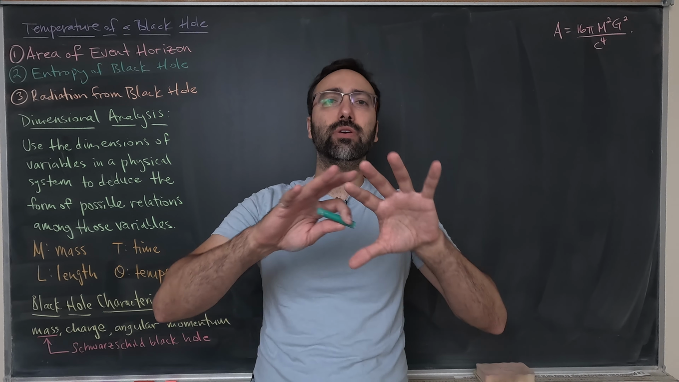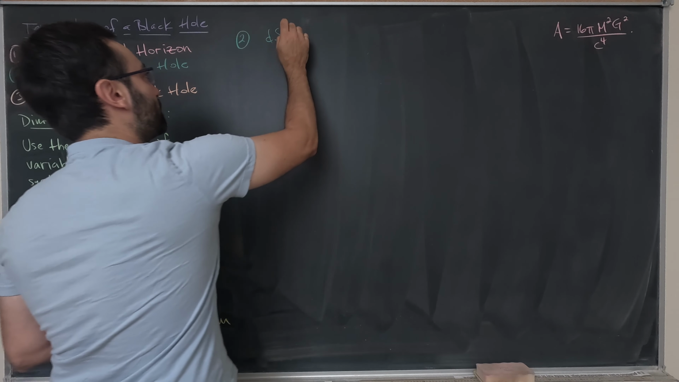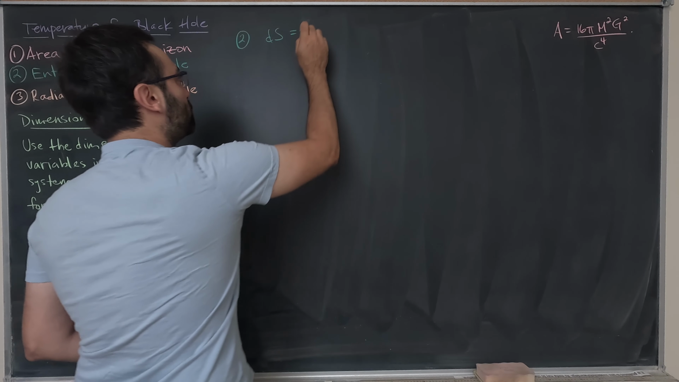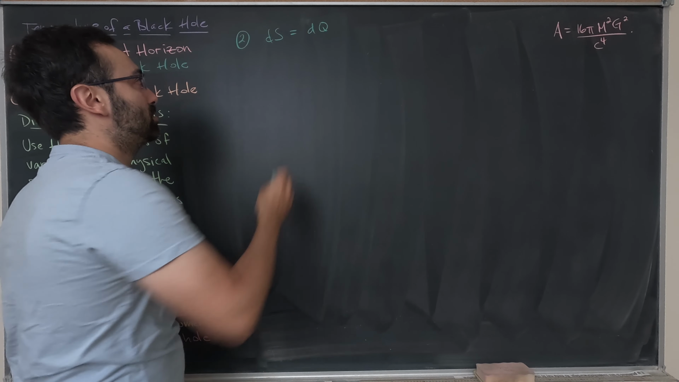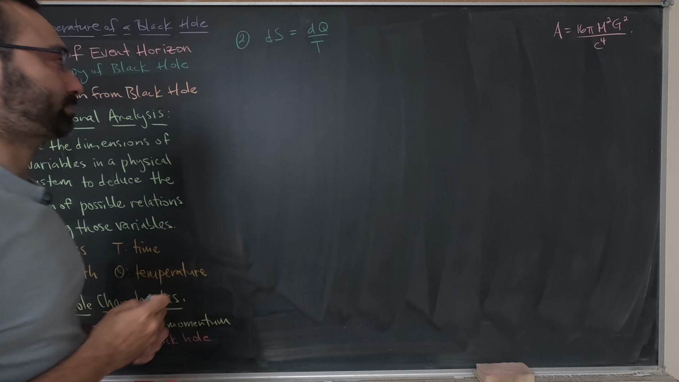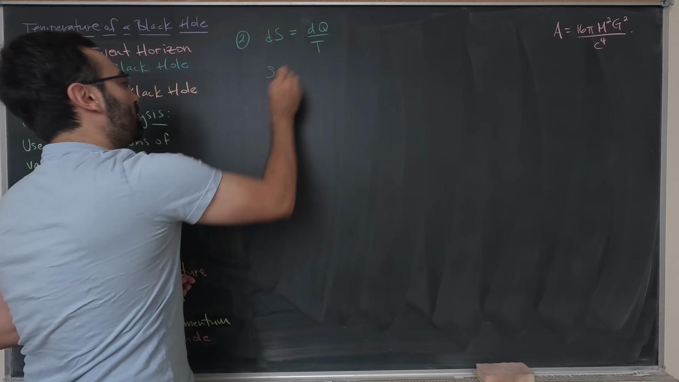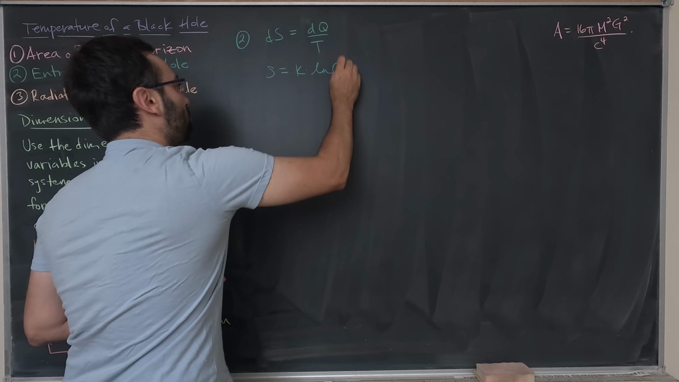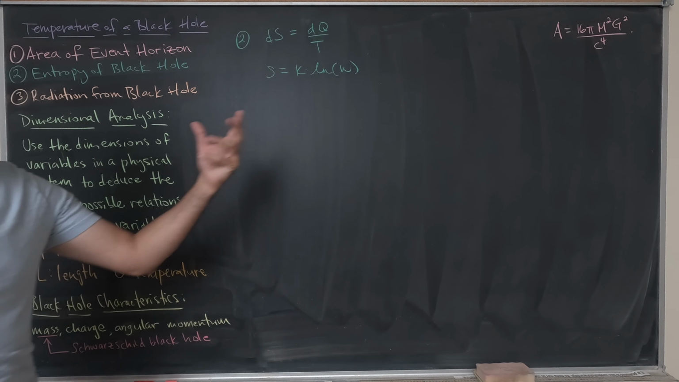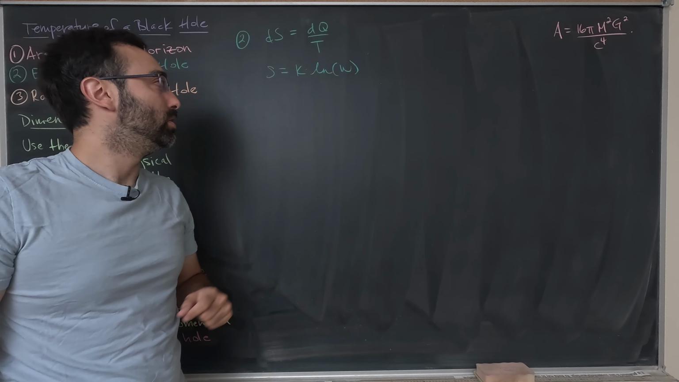Now in thermodynamics, we say the following. That for an incremental change of entropy, dS, of a system, it's equal to the incremental change in heat that might be added to or taken away from the system divided by its temperature. And we also know from the famous physicist Boltzmann that the entropy of a system is given by the Boltzmann constant k times the natural logarithm of W. And here W is exactly those microstates or number of configurations that a system could have.